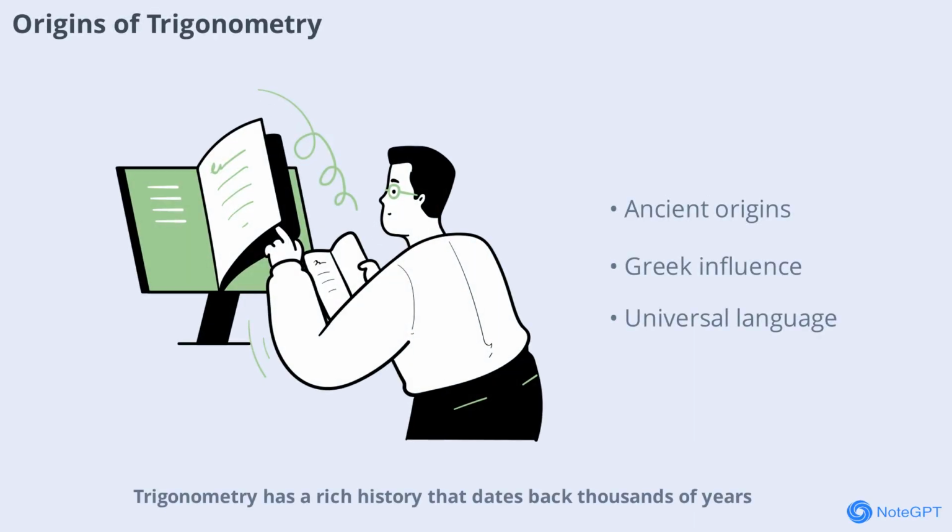Trigonometry has a rich history that dates back thousands of years. Ancient civilizations like the Babylonians and Egyptians used early forms of trigonometry for astronomy and construction. The Greeks, especially Hipparchus, are credited with formalizing trigonometric concepts. Over time, these ideas spread across the world, influencing mathematics, science, and engineering. Today, trigonometry is a universal language for solving problems involving angles and distances. Understanding its origins helps us appreciate how far this field has come and its lasting impact on our daily lives.